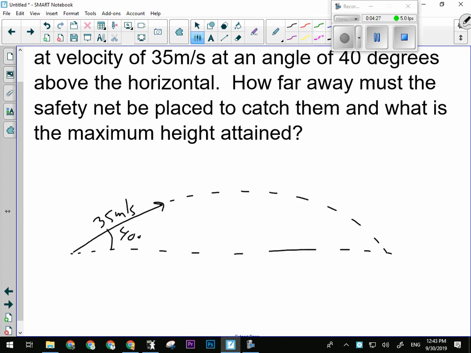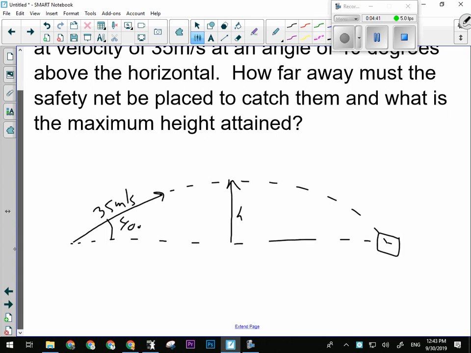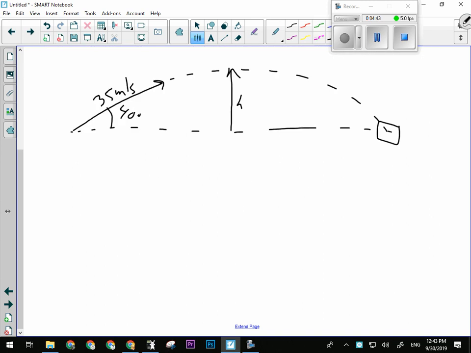So knowing that, we're trying to figure out where the safety net needs to go and the maximum height of the human cannonball. So basically, how high is it above the surface it was fired from? Okay. So we're going to break this up into our vertical and horizontal components. Vertically speaking, horizontally speaking.